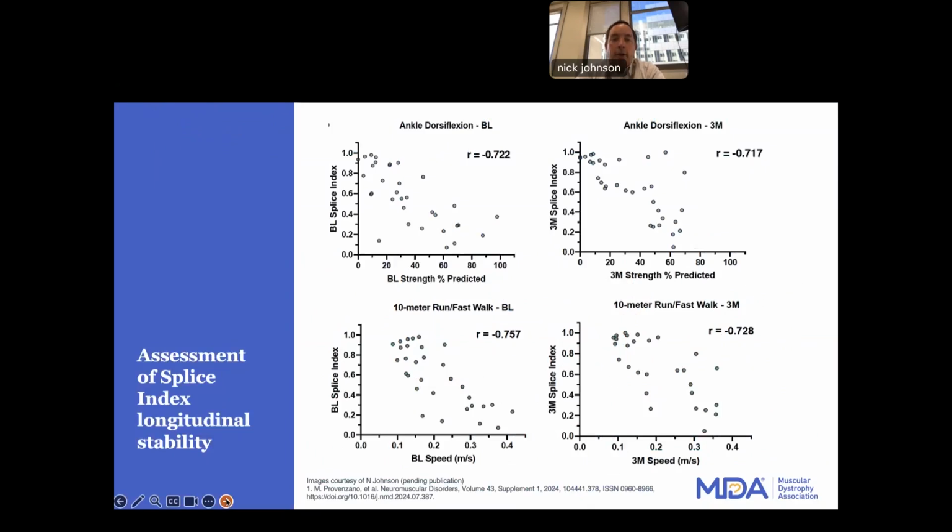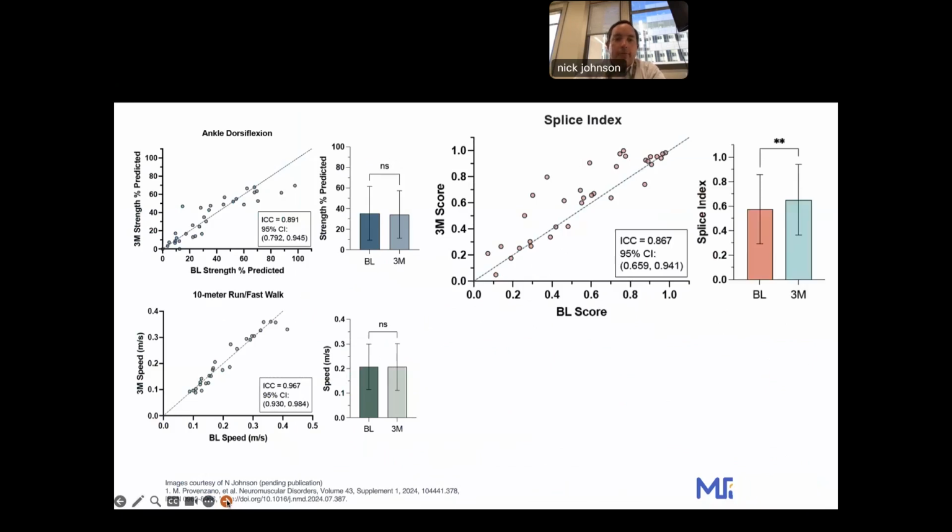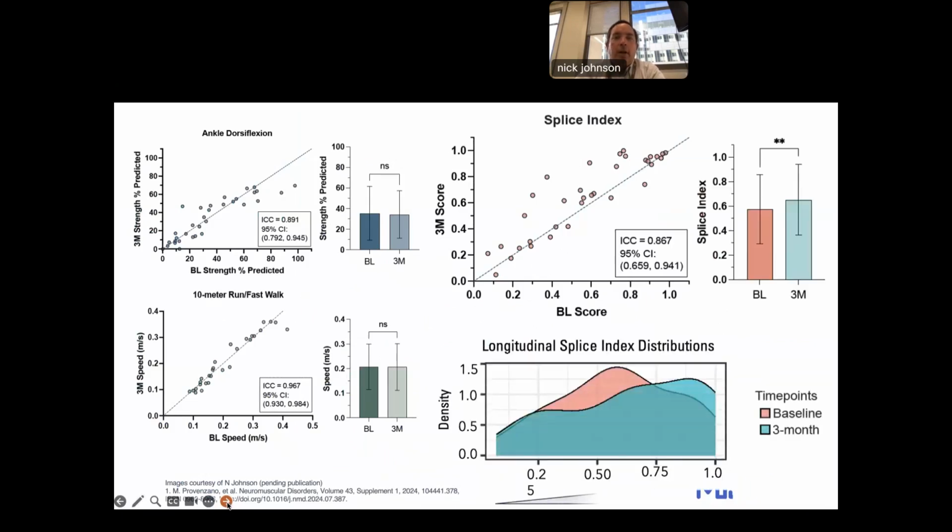So how does this do over time? Here, this is looking at the baseline splice index versus baseline strength, and here's the 3-month versus the 3-month strength, and so you can see that those correlations hold when comparing baseline to baseline and 3-month to 3-month. And the overall reproducibility of the splice index, looking at the baseline to the 3-month score, is about 0.86, which is pretty good.